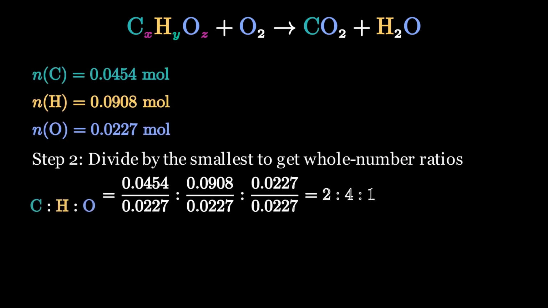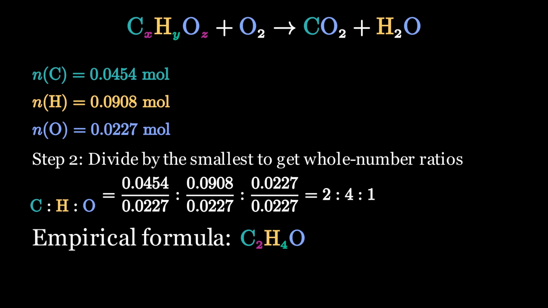We divide all 3 by the smallest number to get a whole number ratio. In this case, the ratio becomes 2 to 4 to 1. That gives the empirical formula, carbon 2, hydrogen 4, oxygen 1.